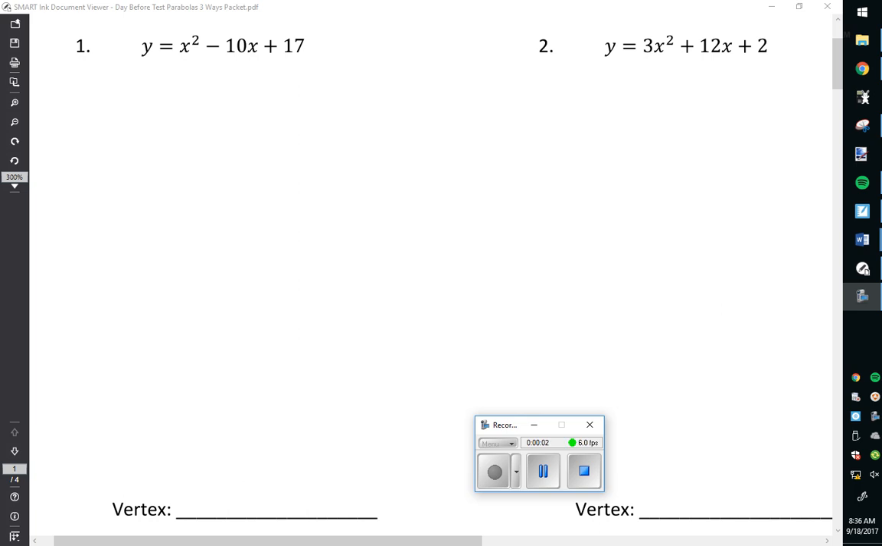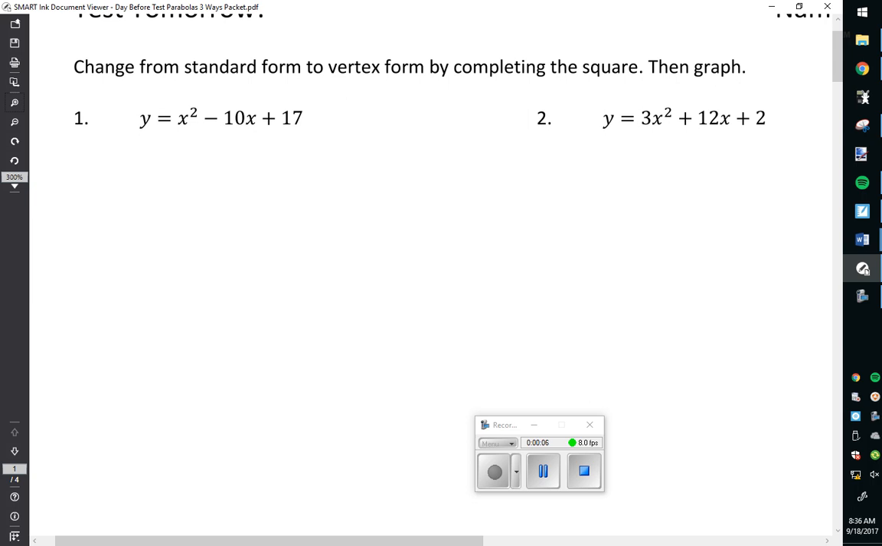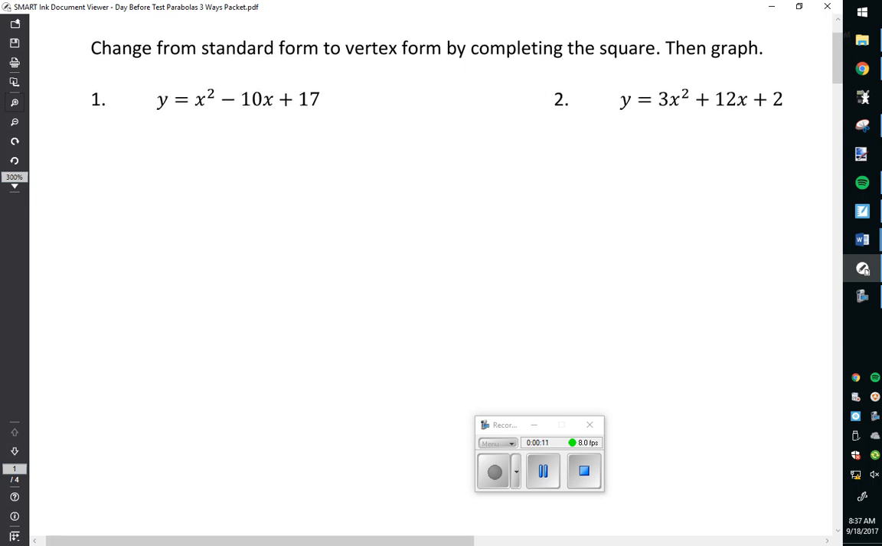All right, number 1, x squared minus 10x plus 17. The direction said to change from standard form to vertex form by completing the square. So the first thing we're going to do is our first step up here, which is putting the x's together and adding some blanks.